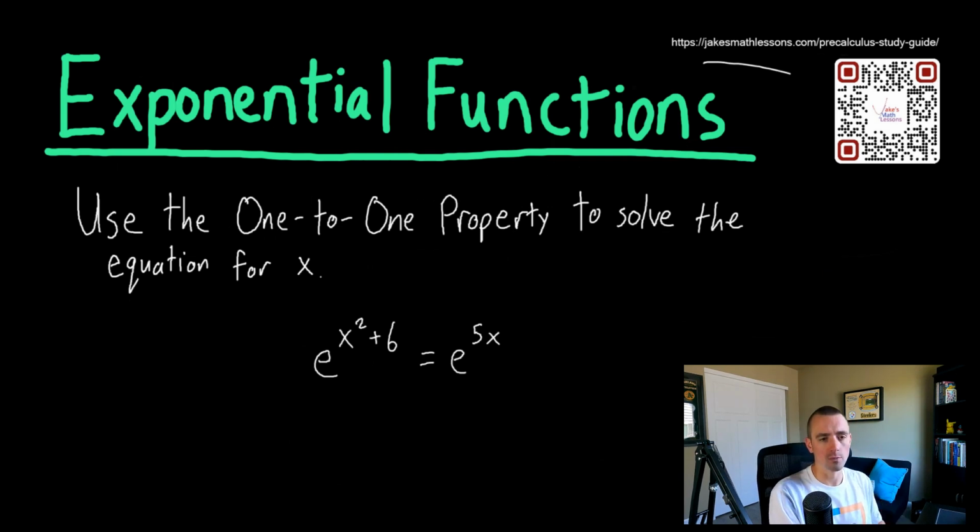But let's go ahead and jump into the problem here. So we're going to use the one-to-one property to solve this equation for x. e to the x squared plus 6 equals e to the 5x.